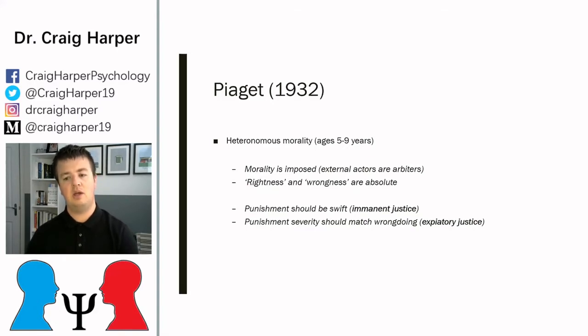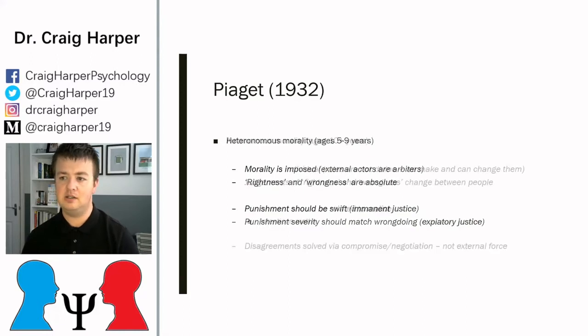So for example, stealing one sweet in a corner shop would be punished to a lesser degree than would physically attacking your sibling, for example. There's two very different offences, if you like, and for that reason the punishment needs to fit the crime. So these ideas are really key to heteronymous morality.